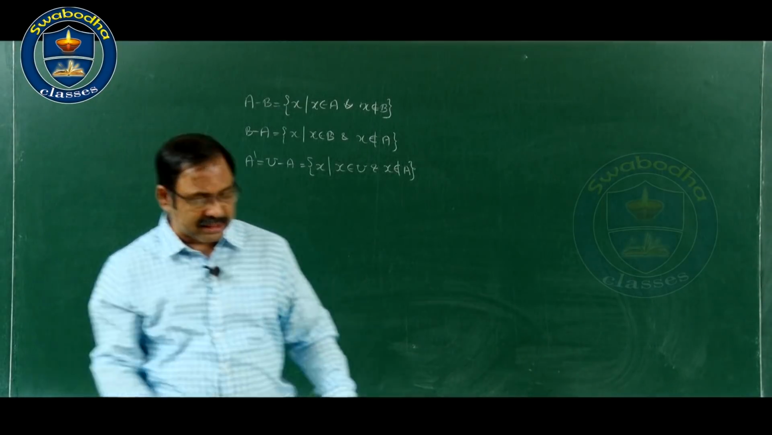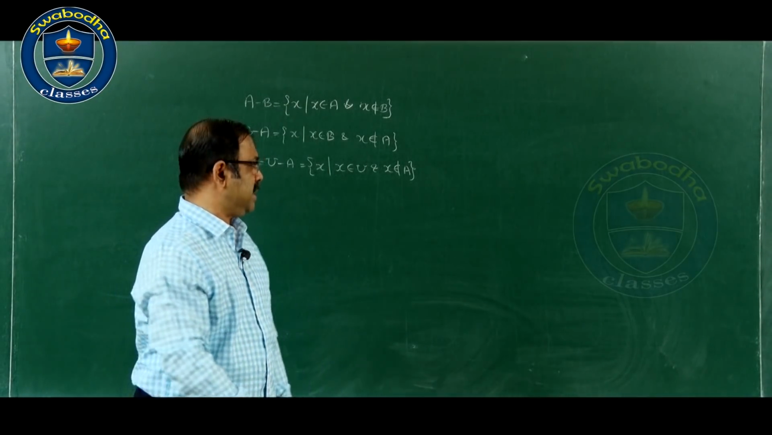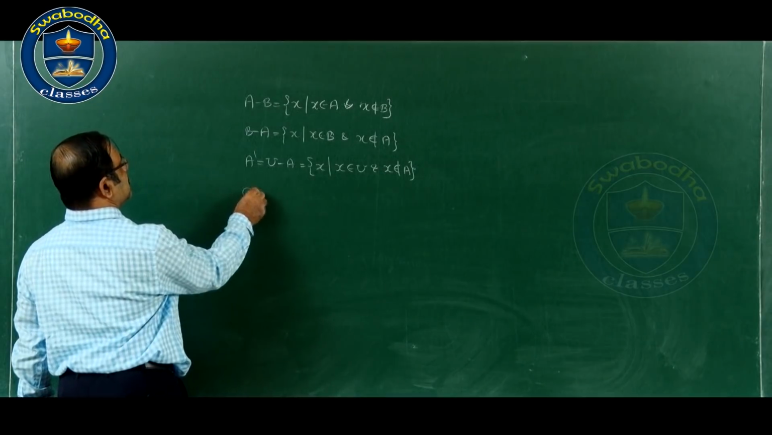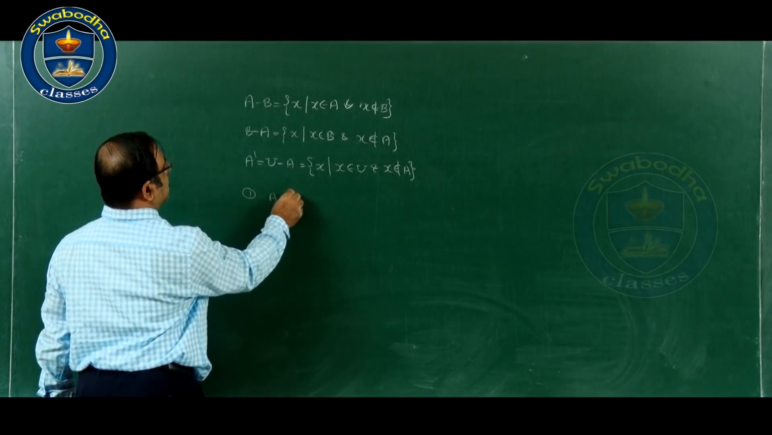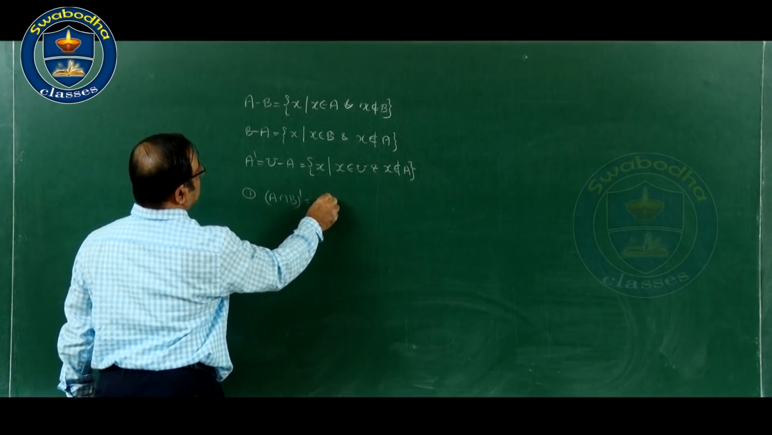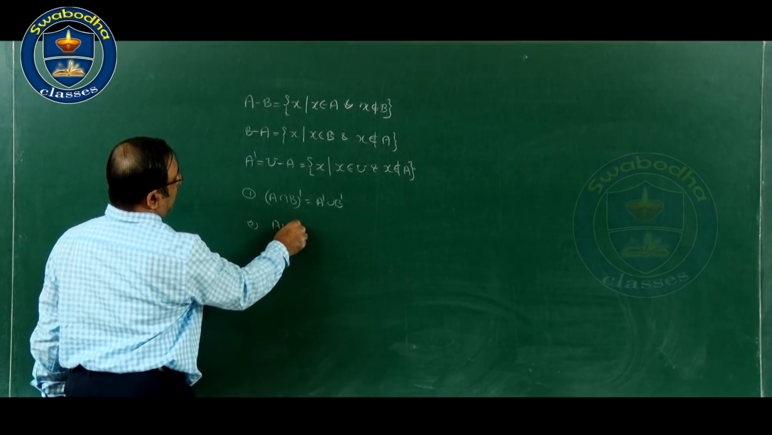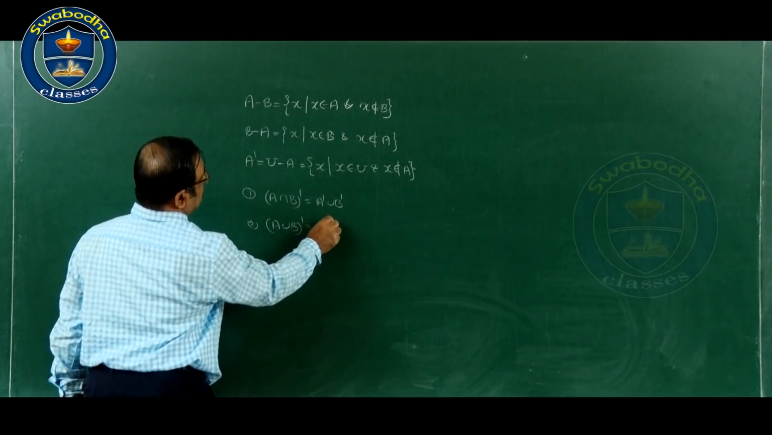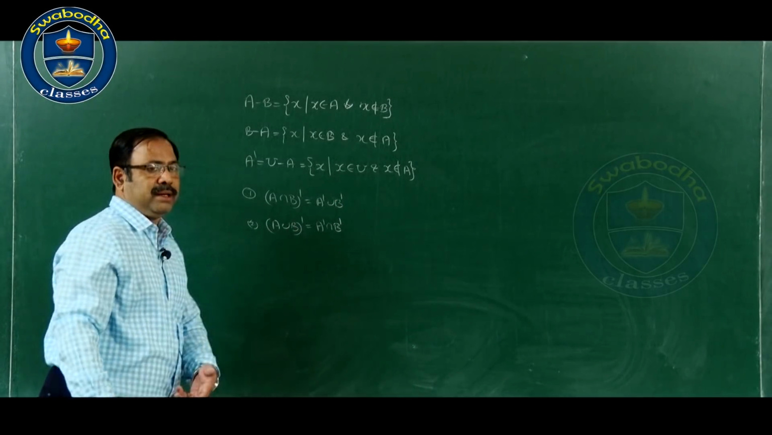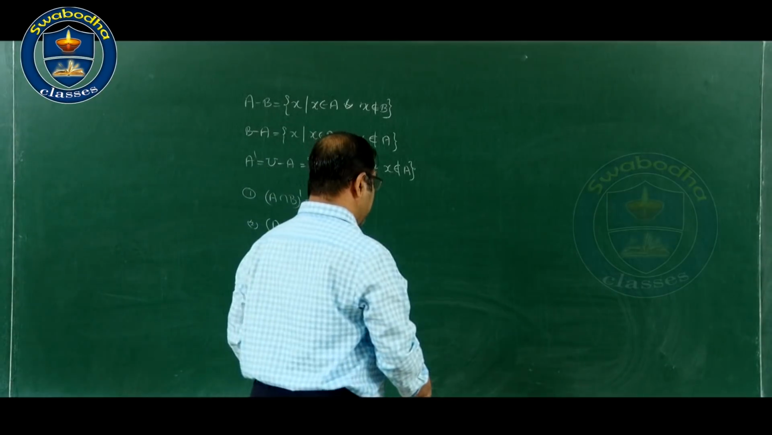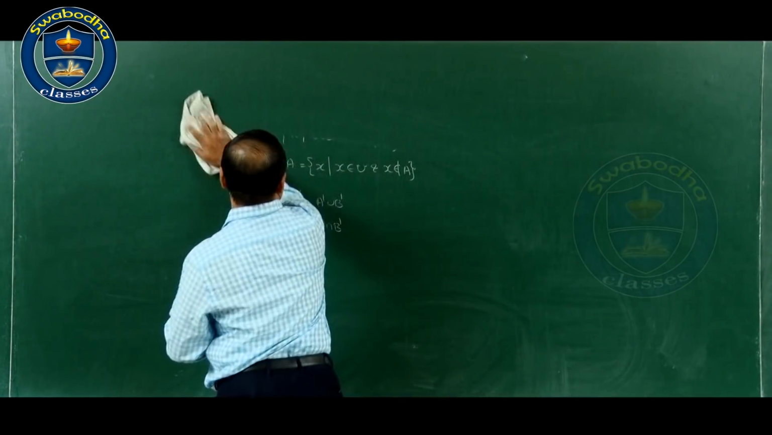Also we have discussed the important properties, that is, the complement of A intersection B is A complement union B complement, and the complement of A union B is A complement intersection B complement.